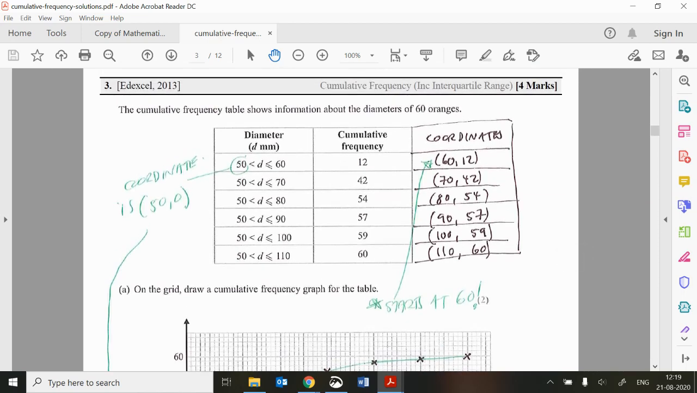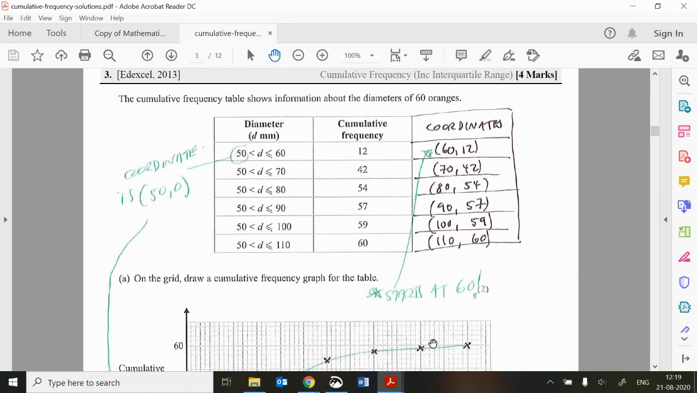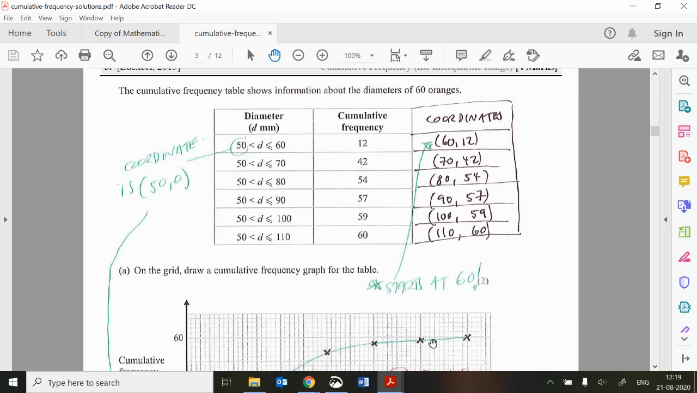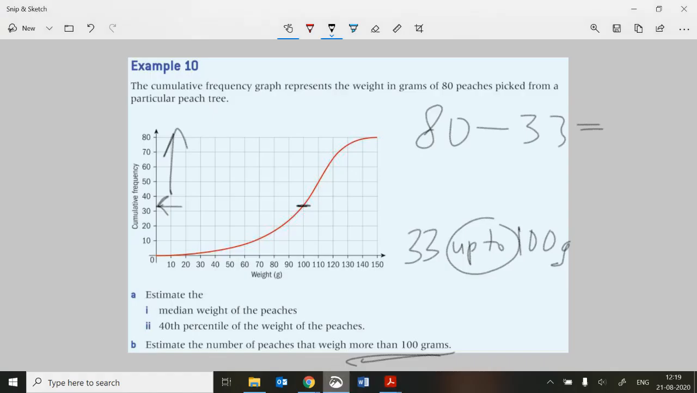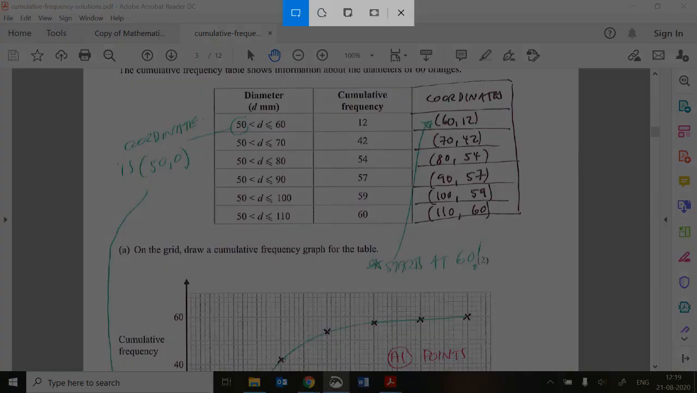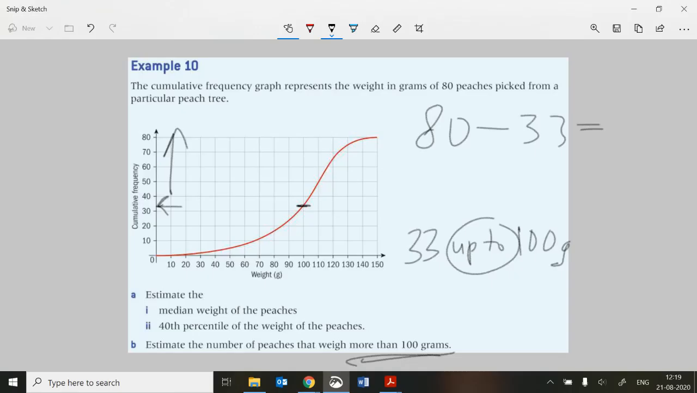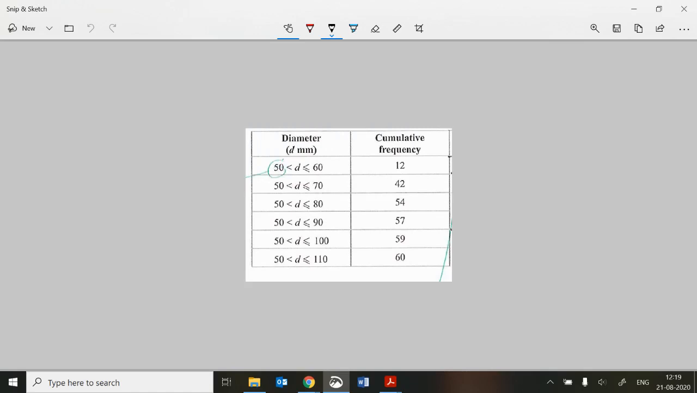And if you have a look at this, they're giving you here a table. They're talking about 60 oranges here, not peaches, going to oranges. Doesn't always have to be fruit-based. And they've actually given you the cumulative frequency straight away here. Now, often what you get instead, let's just look at this one though as an example.